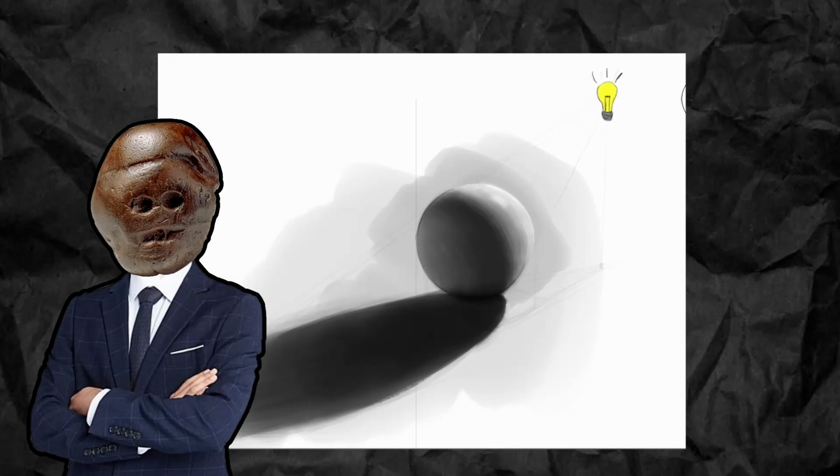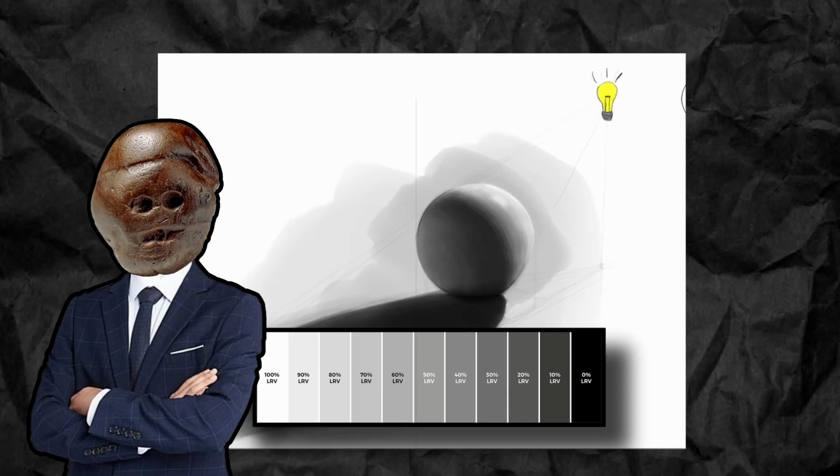Also, another reason why your shadows may look like stains is because you're mixing the values in the lit area with those in the shadow area. If something's found in the lit area, it can only be used in the lit area and vice versa.